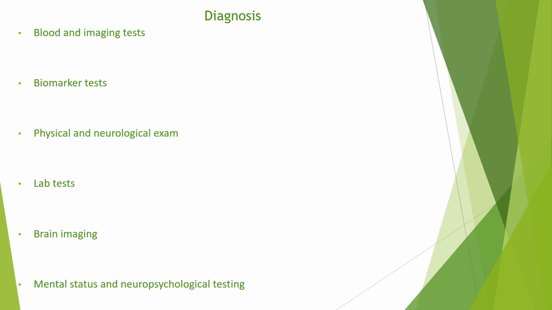You can also have mental status and neuropsychological testing, so this will assess your memory and other thinking skills. You also have brain images, which are used to pinpoint visible changes due to conditions other than Alzheimer's, which can include strokes, trauma, or tumours. So images of the brain include MRIs and CT scans.